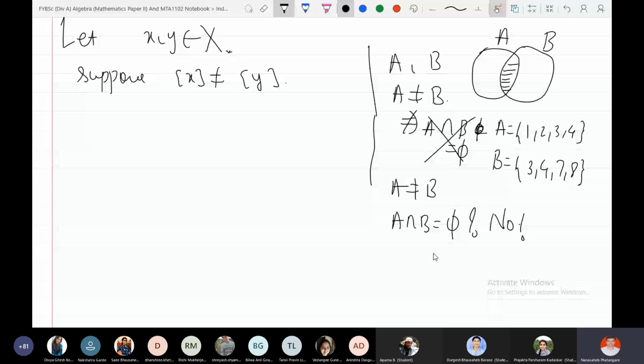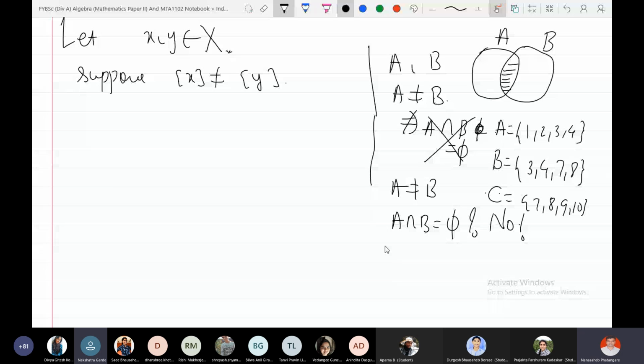So when I say two sets are not equal or unequal, it may happen that they are not disjoint or may be disjoint. That is not an issue. So if I look at another set C, say 7, 8, 9, 10. So A is not equal to C and they are disjoint also. But at the same time, A is not equal to B, but they are not disjoint, right?